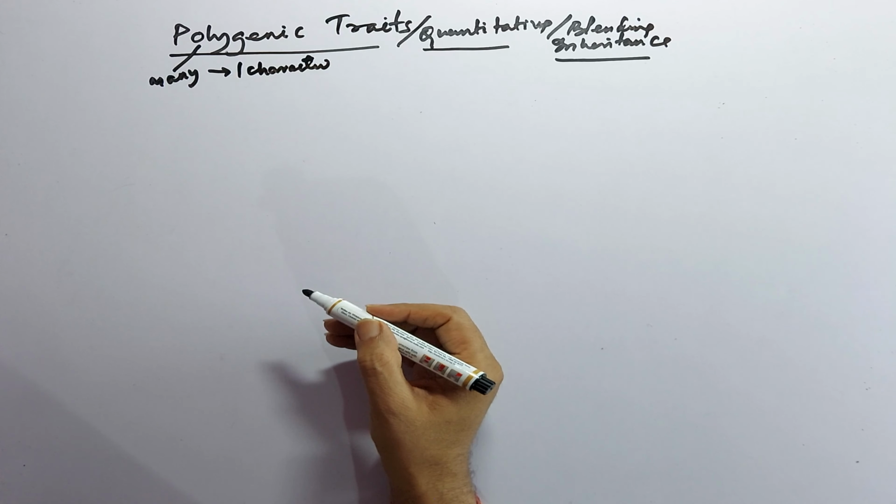So the scientists H. Nilsson-Ehle in 1908 and East in 1910 carried out the experiment on the species wheat, the kernel of wheat, where the color is taken into account, or kernel color in wheat.